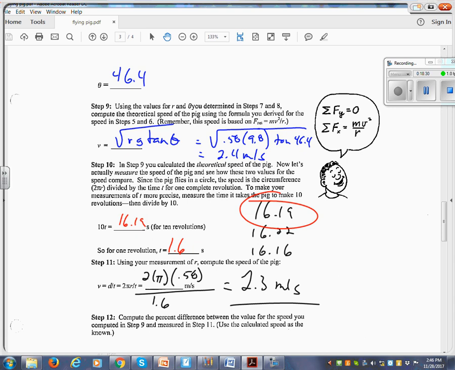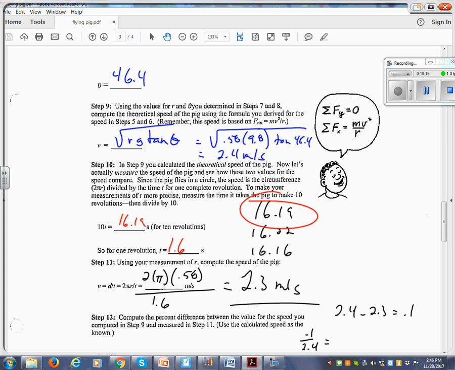Step 12, compute the percent difference between the value for the speed you computed in step 9 and the measured speed. Use the calculated speed as the known. So remember when we did that in the projectile lab? We're kind of coming up with the percent error. So the percent difference is going to be 2.4 minus 2.3. So the 0.1 is the difference. And it says use the calculated speed as the known, so we're saying that the 2.4 is what it should have been. So we're going to take 0.1 and divide by 2.4, and express that as a percent, times 100.